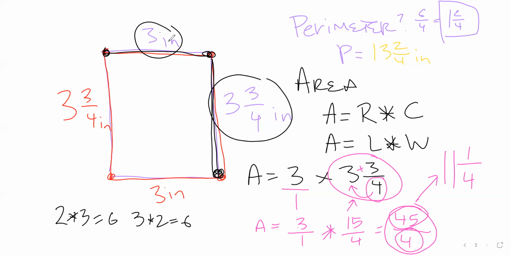And again, if this does not make sense, please go watch the videos to remember how to do this. So that means my area is equal to 11 1/4 inches squared. Remember with area, we put the little 2 there. And we're doing that because we're actually multiplying inches times inches. And inches times inches equals inches squared.